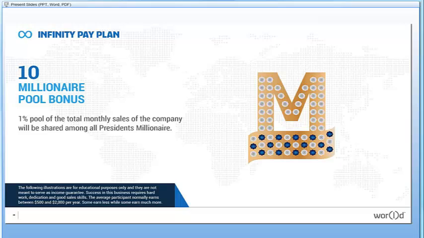The number 10 way to get paid is the millionaire pool bonus. A 1% pool of the total monthly sales of the company will be shared among all president millionaires. Guys, this is huge. I posted a link on our private Facebook page, a link that was shared on our own personal Facebook pages, and that link pertains to the top income earners in network marketing.